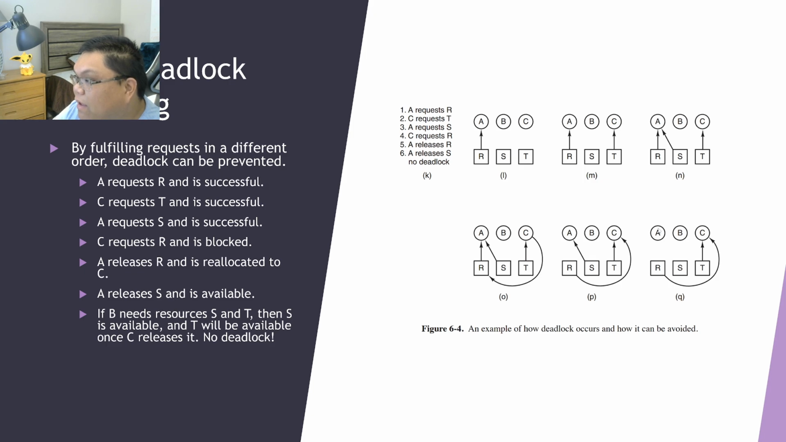And the same is going to be true for resource S. At some point, process A is going to be done with resource S and it's going to let go of it. If B needs any of these resources, then they're either going to be free now, or they will be once process C is done with its resources. No deadlock.